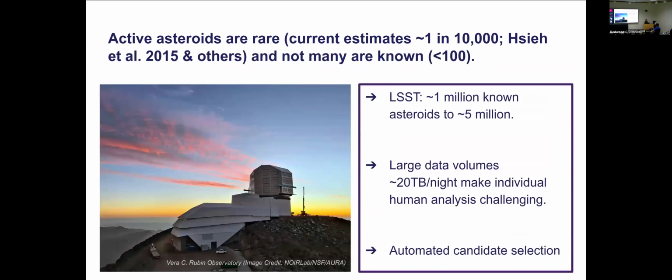So current estimates are 1 in 10,000 for the occurrence rate of these things. And there's less than 100 known, so it's a pretty small sample size. LSST presents a really great opportunity for us to increase the sample size because the sample of known asteroids in general is going to essentially multiply by 5, which is very exciting. These are large data volumes, though, we've never faced before as a community. And so the common theme with all the talks this week is automated candidate selection.